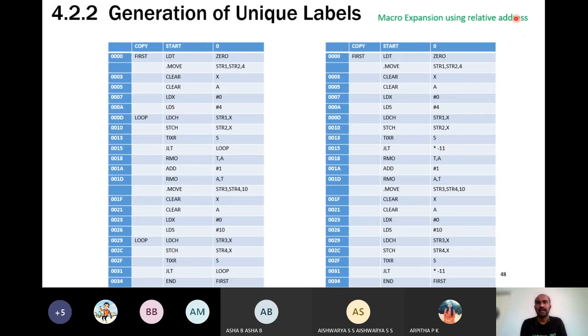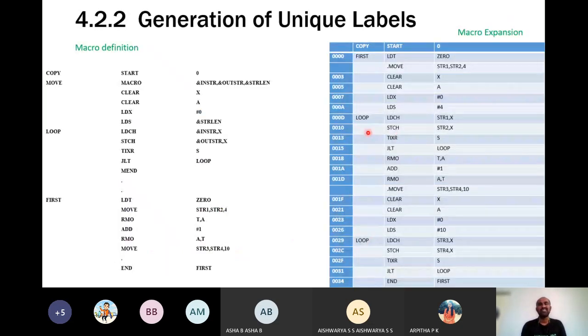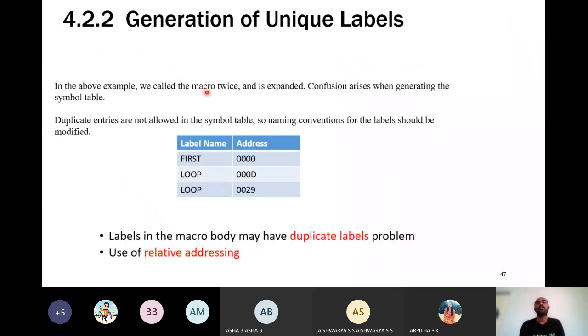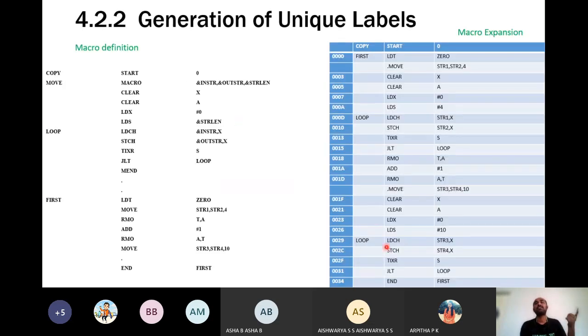So by using this relative addressing, here is one more example. JLT minus 11, as usual, will jump back to this instruction itself, not anywhere else. Now remember the problem that arises: when you call the same macro multiple times, the same macro needs to be expanded multiple times, so there is a possibility of the same label being repeated multiple times.